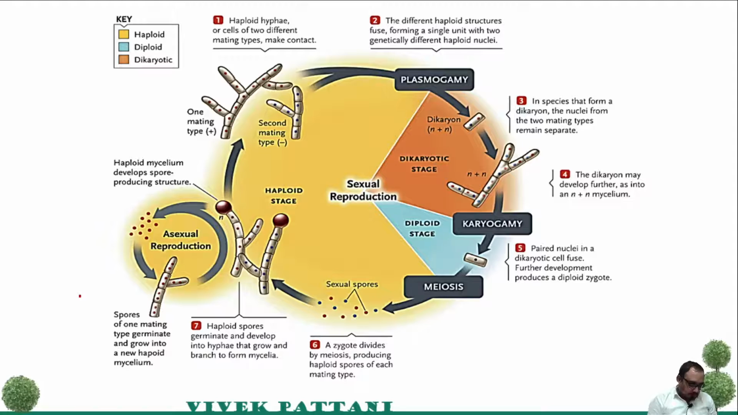Now here is a diagram containing both asexual and sexual reproduction. This is just a generalized diagram of fungal reproduction. It may start with either the asexual or the sexual process. Let us start with sexual reproduction, where the diagram shows a haploid phase, a diploid phase, and a dikaryotic stage.